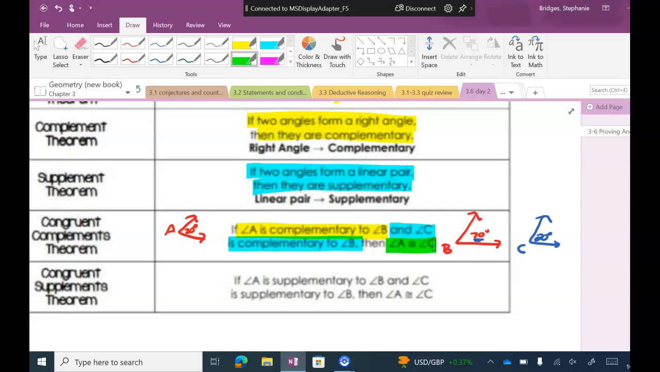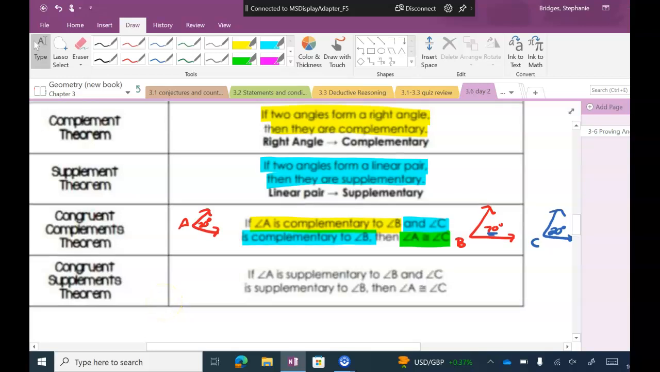And then the congruent supplements theorem says the same thing, except it talks about being supplementary. If A is supplementary to B and C is supplementary to B, then A and C are congruent. So basically, if you have two different angles supplementary to the same angle, then those angles are going to be congruent. Okay, so this whole front page can be used as reasons in our proofs.